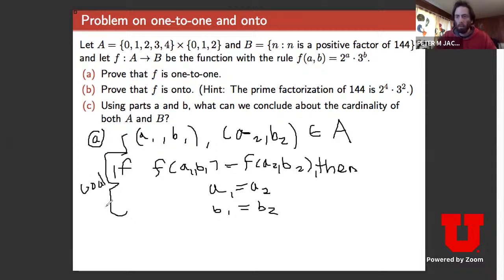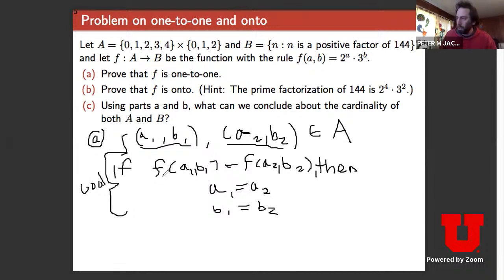So whenever you need to show that a function is one-to-one, you want to show that every point in the domain maps to a unique point in the codomain, meaning that two points in the domain never map to the same point in the codomain. Another way to say that is that if we have two points in the domain, like this point and this point, and they map to the same point in the codomain, then the two points must be the same. And so that's what we're going to prove here.